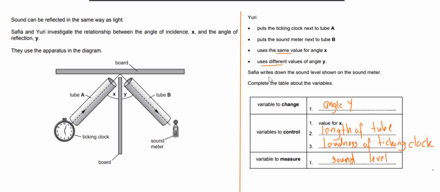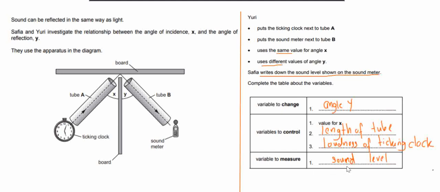And here it is clear. Yuri writes down the sound level shown on the sound meter. So sound level is the variable that Yuri observed. This is the dependent variable. It is dependent on the angle y. So the level of sound depends on angle y. So that is what Yuri measured.